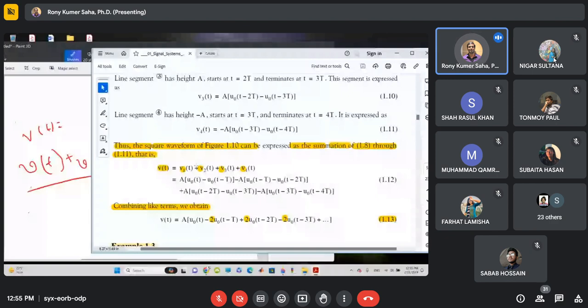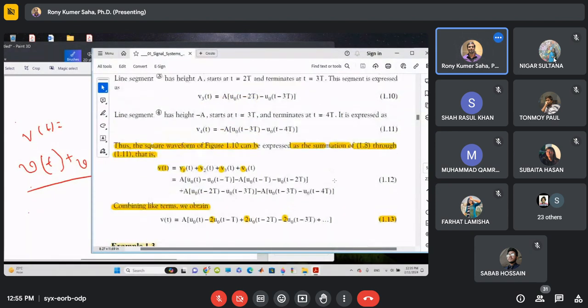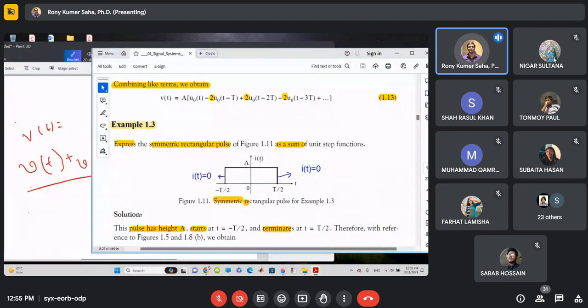I think, as I said, you just have to sum all this. So it will be continued. Why? Because the value of t basically tends to infinity. So it will be continued. Okay. Now, what if you are given a bounded signal that is bounded in time from minus t over 2 to plus t over 2.